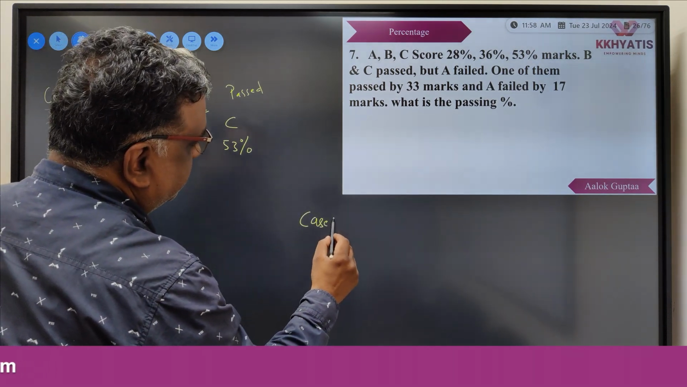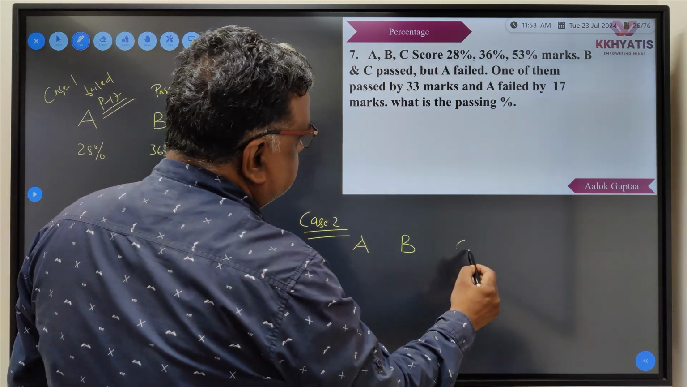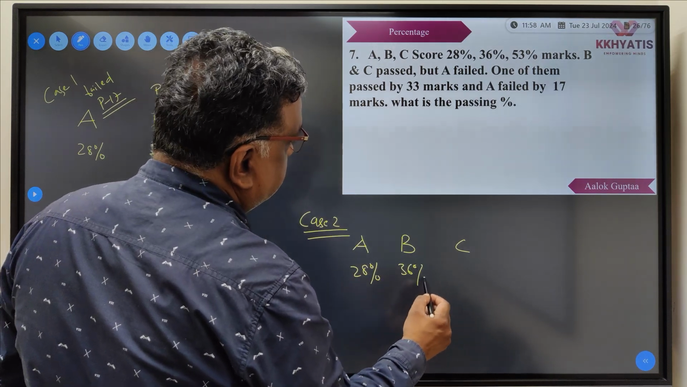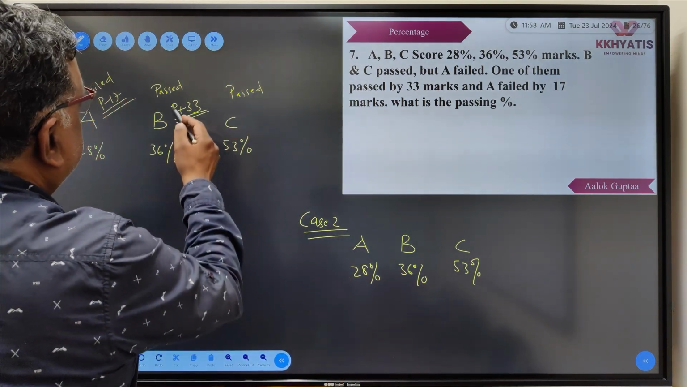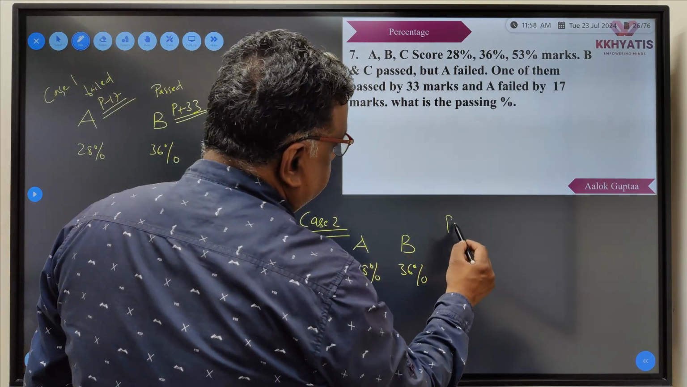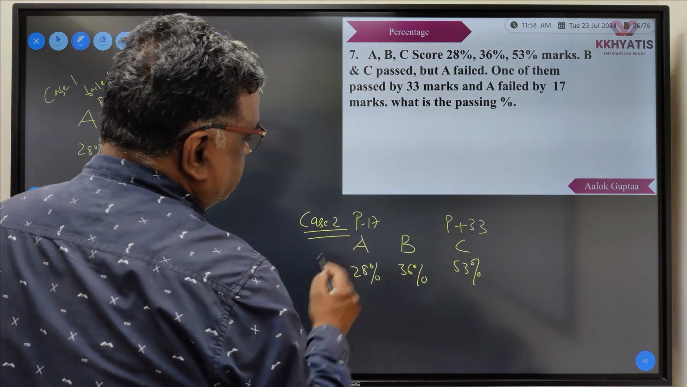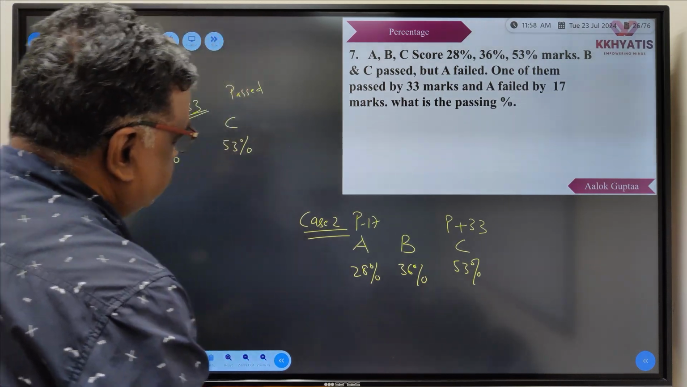Case 2 I will write here. Again I will do A, B, C, 28%, 36%, 53%, correct? Here I assumed B passed, so here I will assume C passed, and this is fixed, he failed by 17 marks. Now we have to find what is the passing percentage.